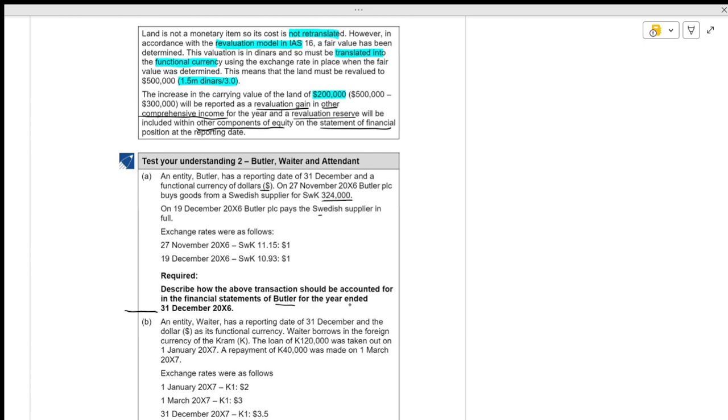See what happens. There are two things here. Butler buys goods: one is related to purchases and one is related to settlement. Now, see what we have to do at the time of purchases.